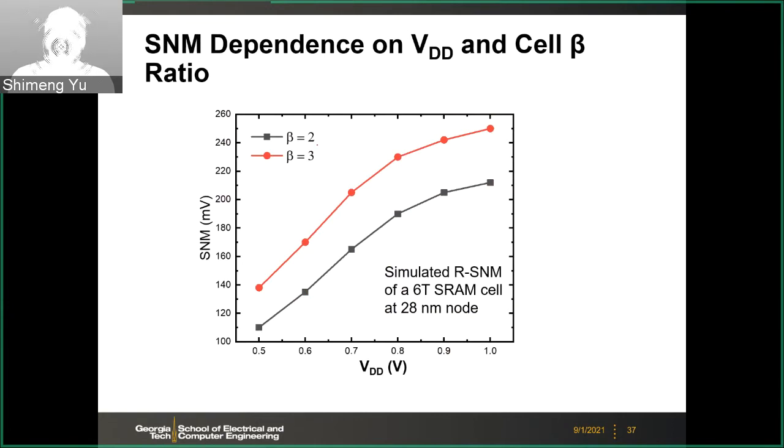And also here, if you want to increase the noise margin, you can increase the beta ratio from 2 to 3. So you can see that the noise margin can be boosted by about 30 or 40 millivolts. Of course, this is at the expense of larger area. The transistor size of the pull down NMOS increases.